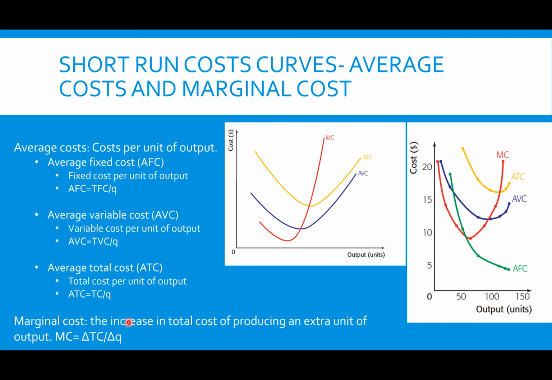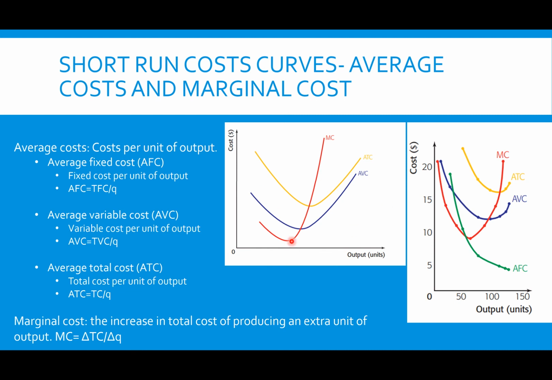Marginal cost is the increase in total cost of producing an extra unit of output. So how much cost the business has to pay when they add an extra unit of output. That is what MC is. It can be calculated by delta TC, which is the difference of TC, divided by delta Q, which is the difference of Q.